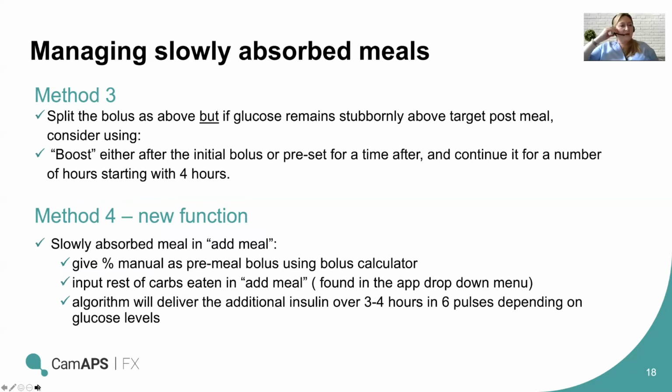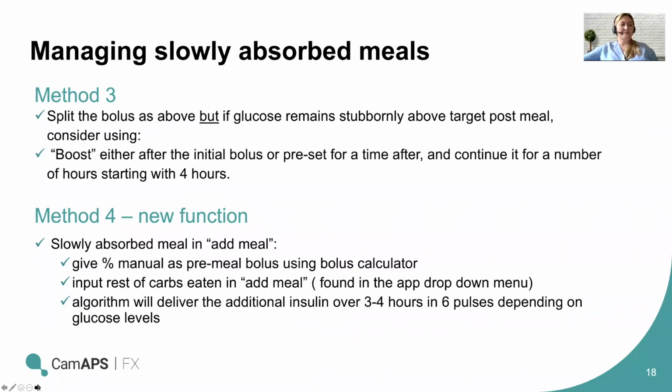And then going on from there, if you're finding that still not doing what you want it to do, your post-meal glucose is remaining stubbornly above target, then you could try giving your 70% or 80% or whatever you work out you need up front, but then put boost on, either straight after you've bolused, or for some people they'll preset it for say an hour after, and then continue it for 4 hours after. It's very individual. It's picking something as a starting point and then using that to say, okay, that didn't quite work, where do I need to tweak from here, making a note of it and adjusting it next time.